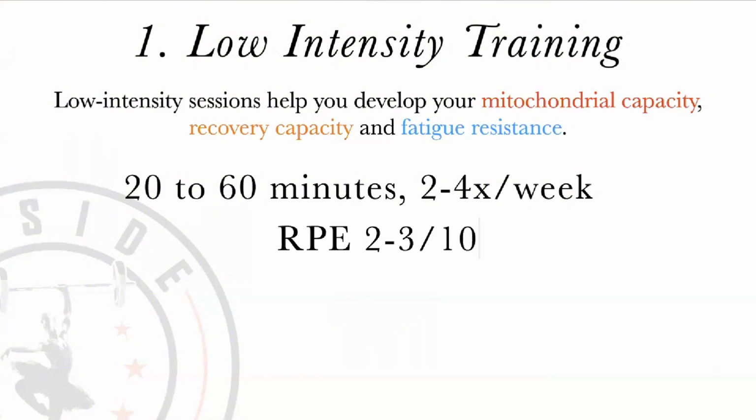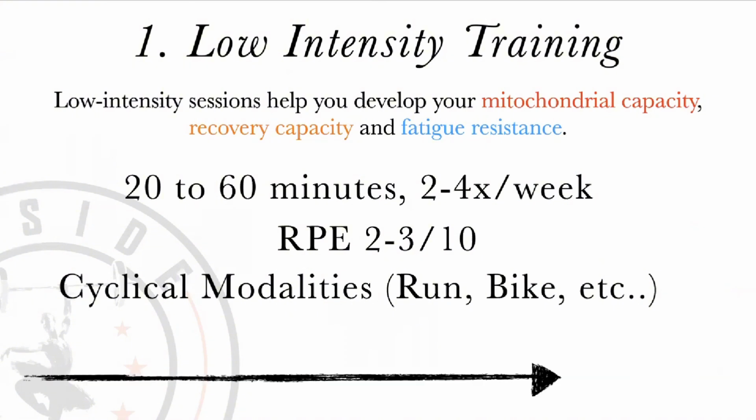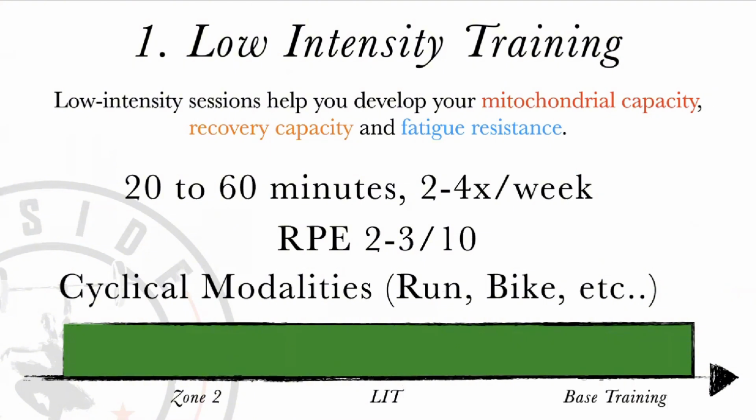In terms of difficulty, we're going to stick to a low RPE, between 2 and 3 out of 10, and we're going to probably use primarily cyclical modalities, so the run, the bike, and those are the best ways to do those low intensity sessions. And it's usually going to be one pace, and we're going to maintain that throughout the whole session. Typical names that we see for this type of training is zone 2, low intensity training or LIT, and base training as well. Very simple to include in your training.